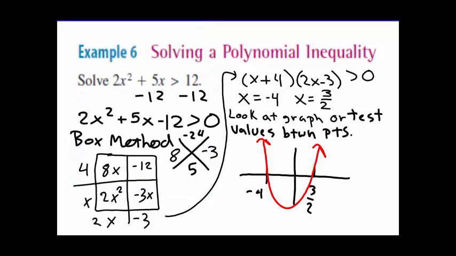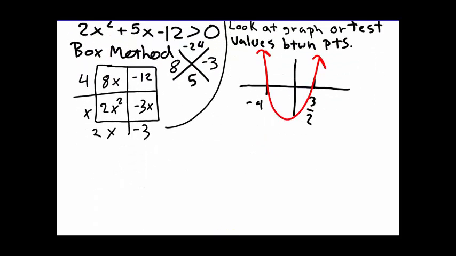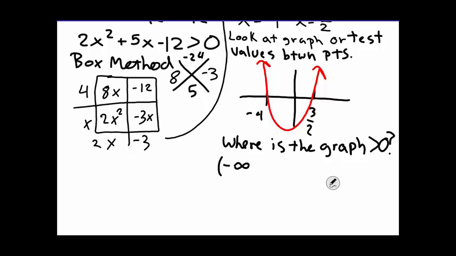So notice it's above 0 from negative infinity to negative 4. And starting at 3/2, everything above 3/2, it's above 0 again. So we could write that out using our interval notation or inequalities. It's totally up to you. Negative infinity to negative 4, and then from 3/2 to infinity.